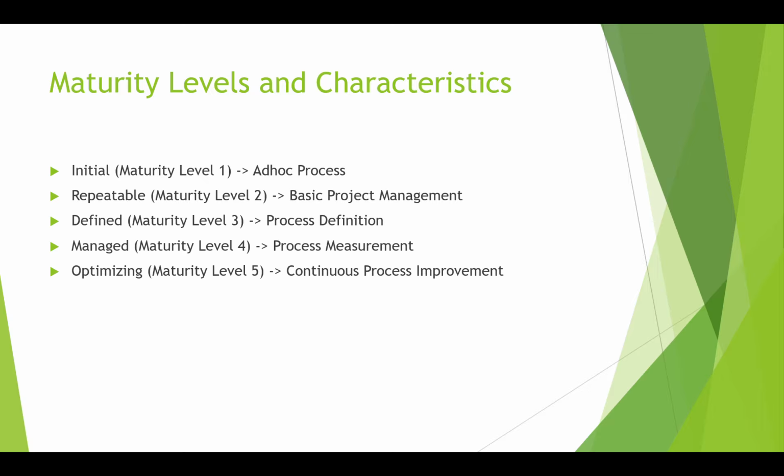CMM defines five maturity levels, each representing a stage in the evolution of an organization's process maturity. These are: initial, repeatable, defined, managed, optimizing. A question that might come in UGC NET is: what are the five maturity levels in the CMM? Or which of the following is not a CMM maturity level? These types of questions can come, so you have to remember these names.